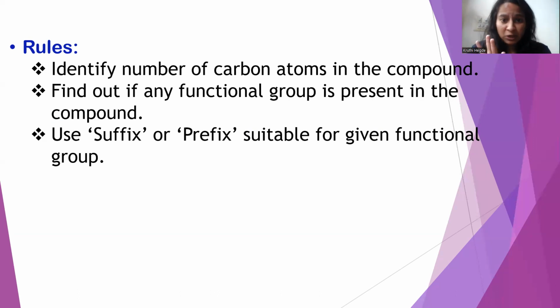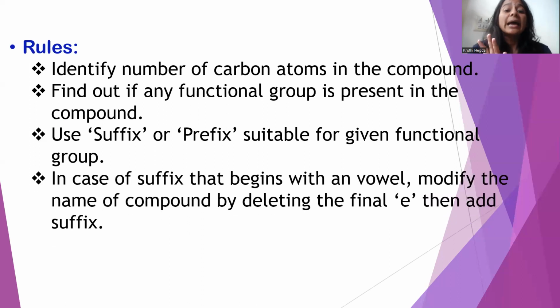It is enough if you remember the 5 functional groups. Next, in case a suffix is there, you need to add the suffix. If the suffix begins with a vowel, then modify the name of the compound by deleting the final E, then add the suffix. I'll try to explain with an example. For example, there is a carbon compound with OH. OH is for alcohol, right? When alcohol is there, we use the suffix OL.